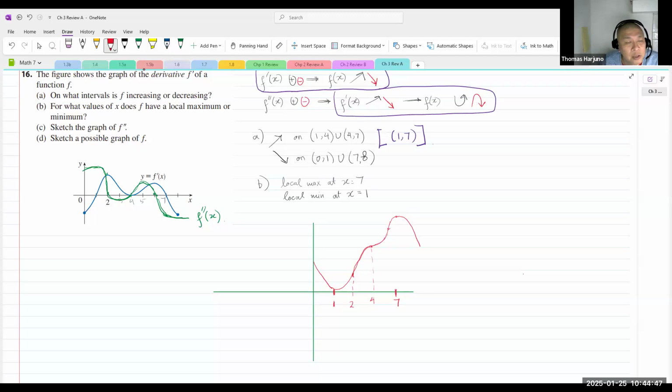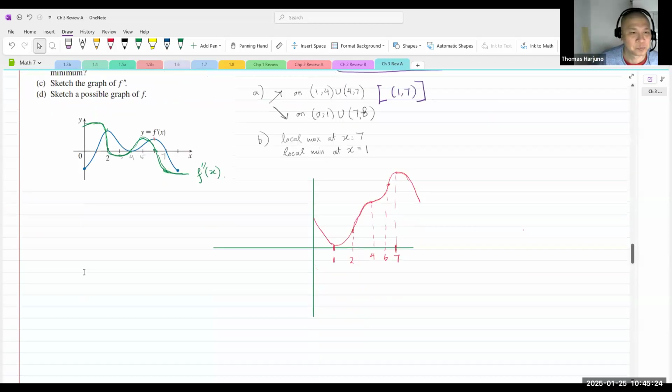At 6, we have an inflection point, right? And then it goes down. Okay. This is 6 here. Do we have? Yeah. And is there anything happening at 3? No. At 1? Yeah. So that's approximately what it looks like, I guess. Okay, that's for number 16.